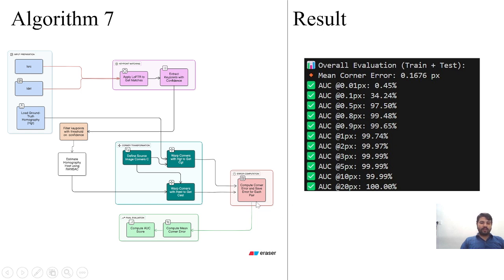Then I compute the corner error, and based on that corner error, I compute the AUC score. This approach completely follows that explained in the LoFTR paper, and this is the result. I run this algorithm on the combined train and test dataset. I get a mean corner error of 0.16, and this is the AUC score at different thresholds. At 0.01 pixel, I get 0.45%, at 1 pixel, 99.74%, and at 20 pixels, 100%.